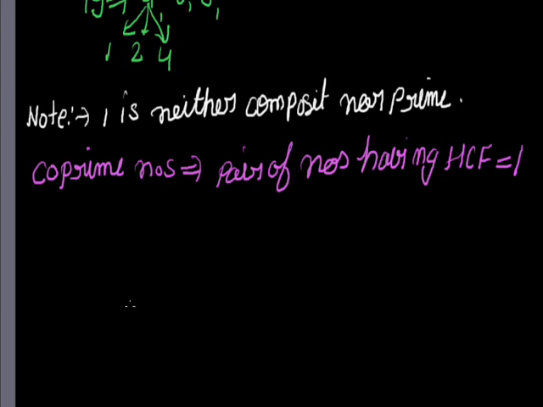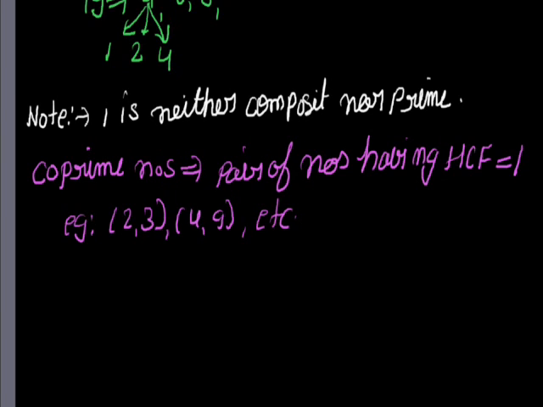It is not necessary that both the numbers should be prime. So you can write examples of co-prime numbers like this: 2, 3, and 4, 9. Here 4 and 9 both are composite numbers, still they are co-prime. So it is not necessary that both the numbers should be prime. Any pair of two numbers having HCF equal to 1 are co-prime numbers.